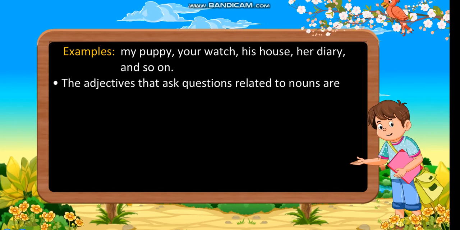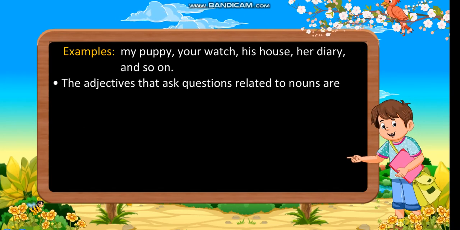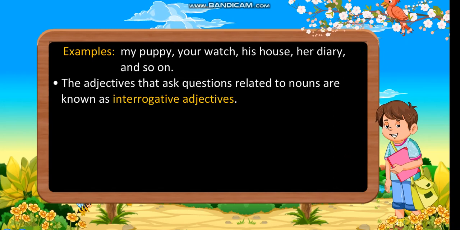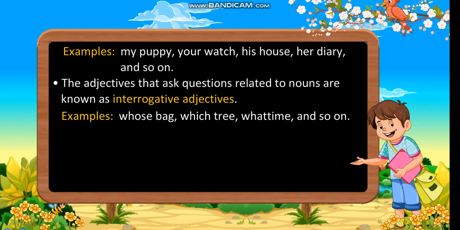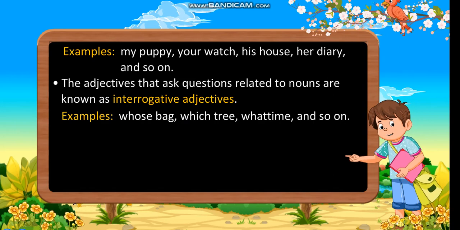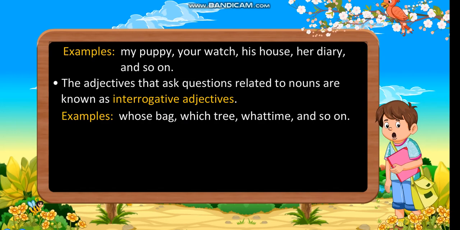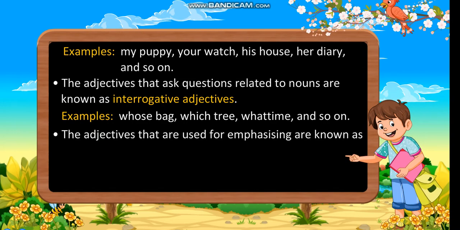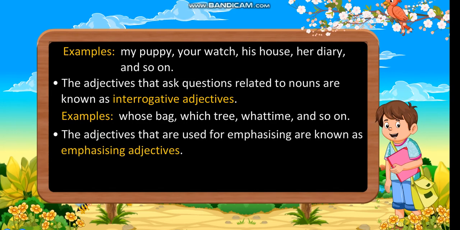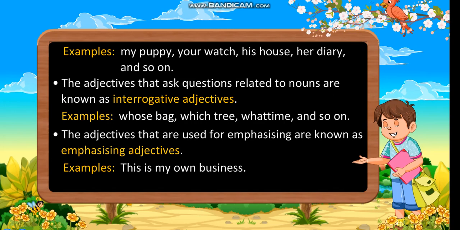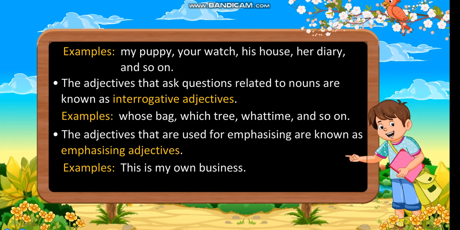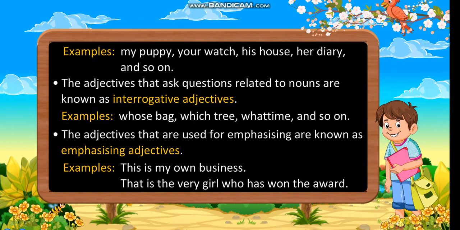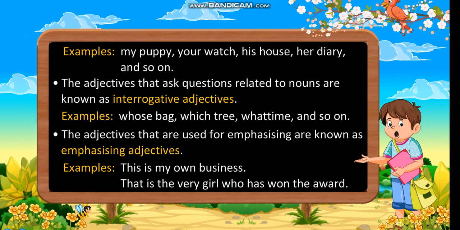The adjectives that ask questions related to nouns are known as interrogative adjectives. Examples: whose bag, which tree, what time, and so on. The adjectives that are used for emphasizing are known as emphasizing adjectives. Examples: this is my own business. That is the very girl who has won the award.